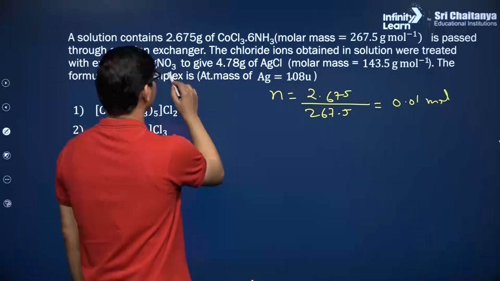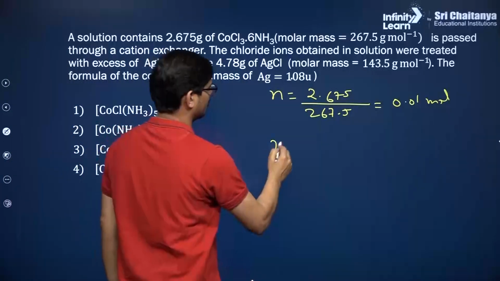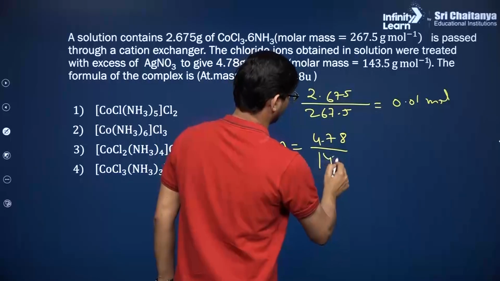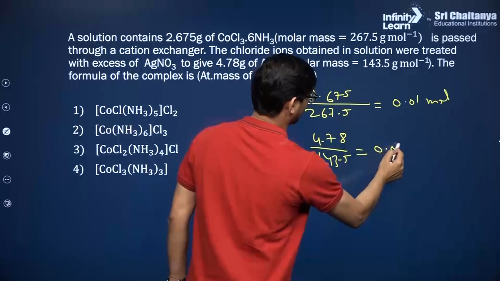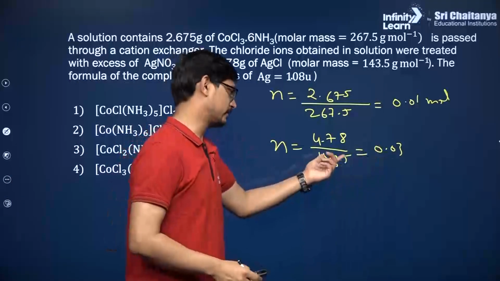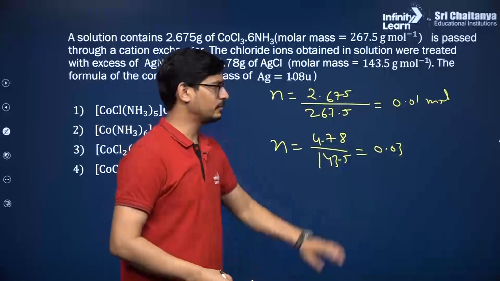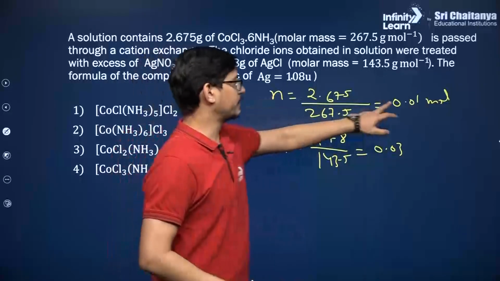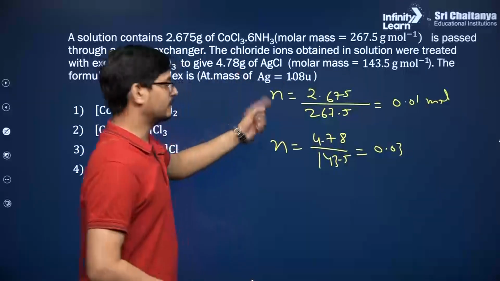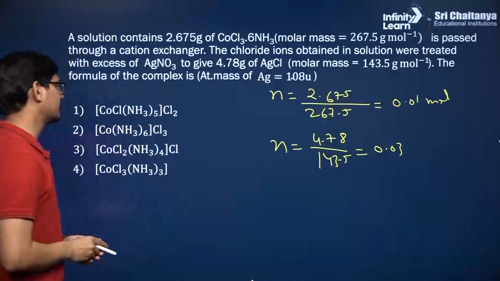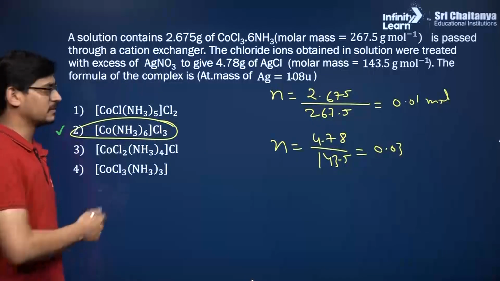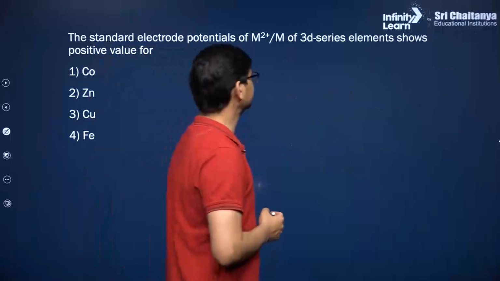And you can see that silver nitrate is 4.78. So number of moles of silver nitrate is 4.78 divided by 143.5, which if you calculate will come out to be approximately 0.03, right? 14 into 3, 42, and then 3, so approximately 0.03. So you can see that for 0.01 mole of the complex, we are getting 0.03 mole of AgCl, that is thrice the amount. That means there must be 3 chloride in the primary valency. 3 chloride should be ionizable. So this is the correct answer to this question.